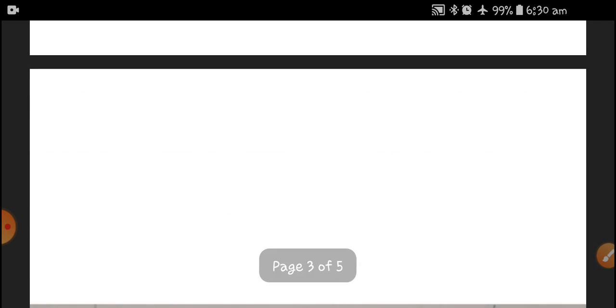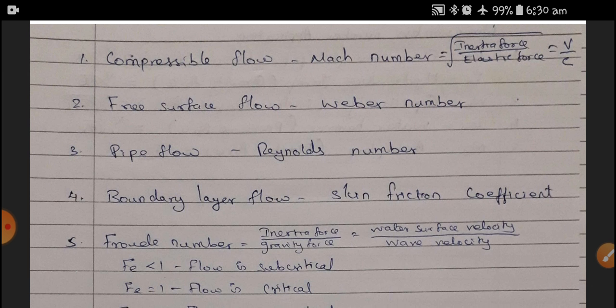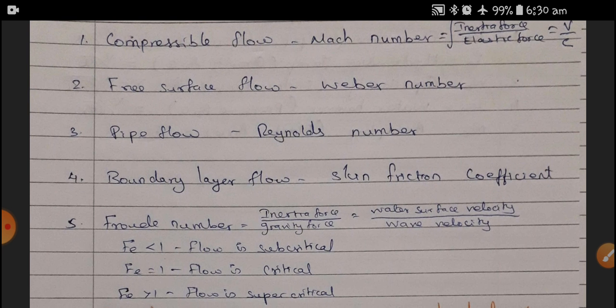Okay, I hope you have understood the dimensionless numbers. Also, for finding compressible or incompressible flow, Mach number is being used. Mach number is the ratio of the square root of inertia force to the elastic force. So in order to find whether the flow is compressible or incompressible, we can use Mach number. And for free surface flow, Weber number. Pipe flow, it is Reynolds number. Boundary layer flow, it is the skin friction coefficient.